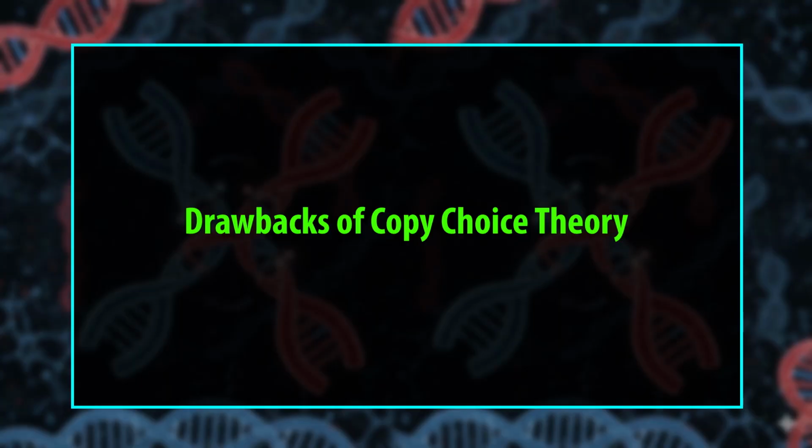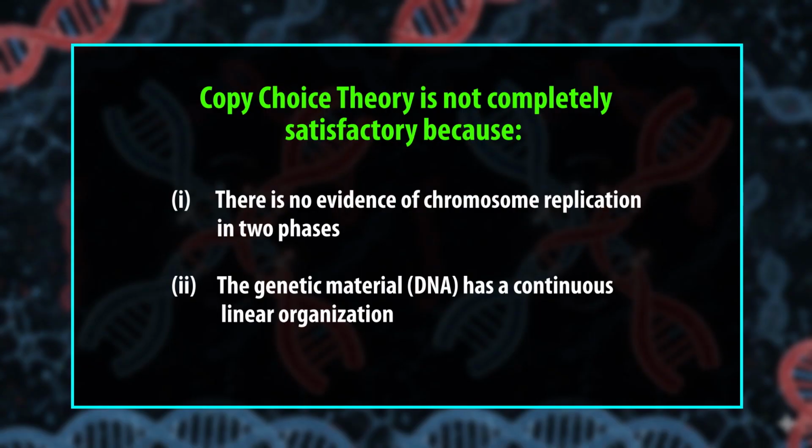Drawbacks of the copy choice theory. According to this theory, breakage and reunion does not occur, while it has been observed cytologically. Generally, crossing over takes place after DNA replication, but here it takes place at the same time. However, this theory is not completely satisfactory because there is no evidence of chromosome replication in two phases.